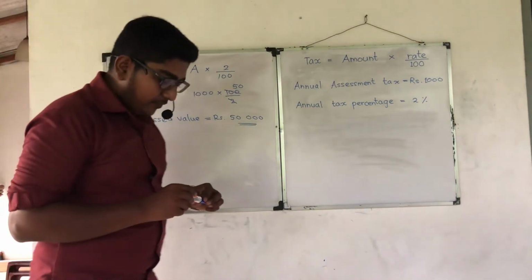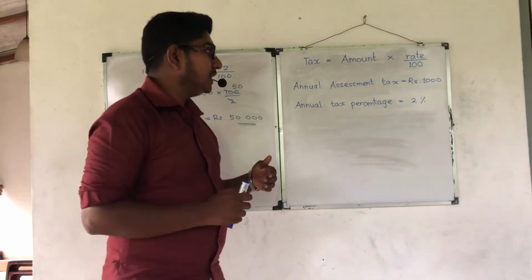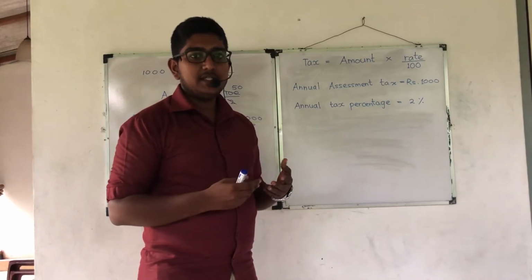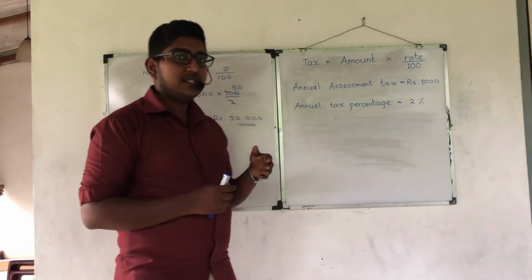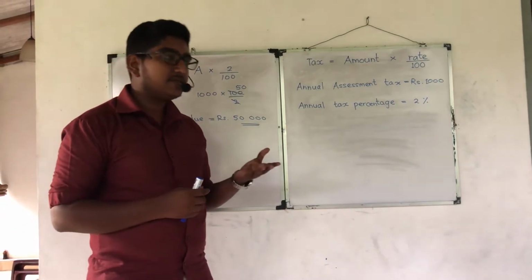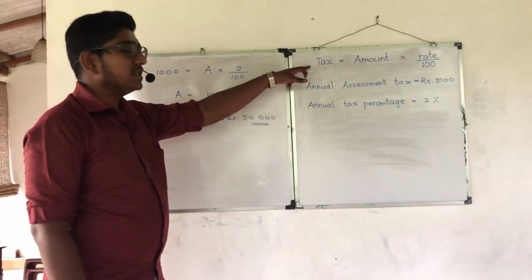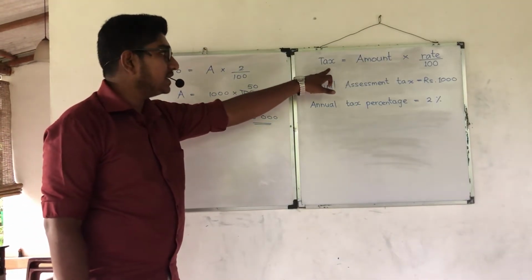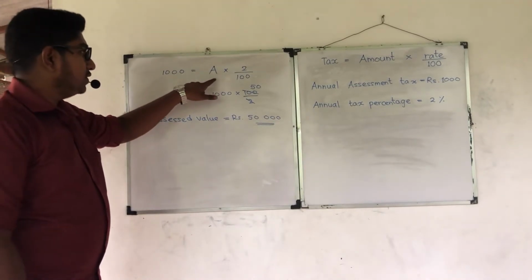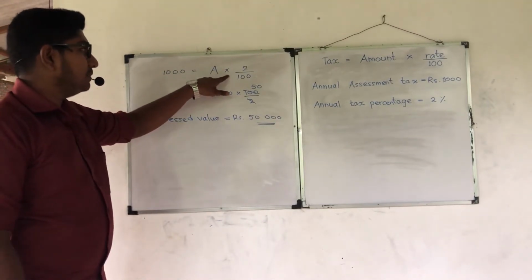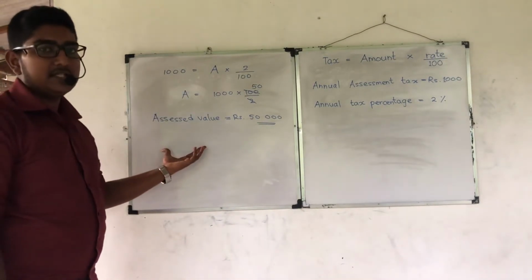So when the assessed value of a property is given, to calculate the tax, just multiply that assessed value by that percentage. If the tax amount is given, to calculate the assessed value, like in this example, keep this equation in mind and substitute the given tax value here and equal that to an unknown term, multiplied by the percentage. Then make this unknown term the subject, and you will get the assessed value.